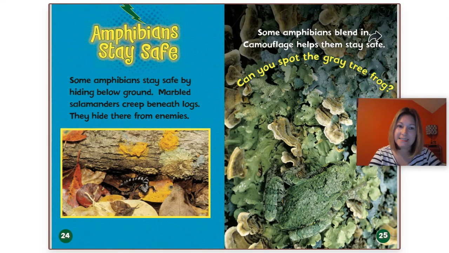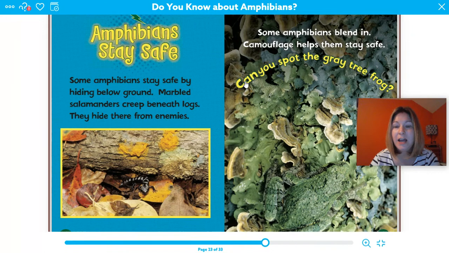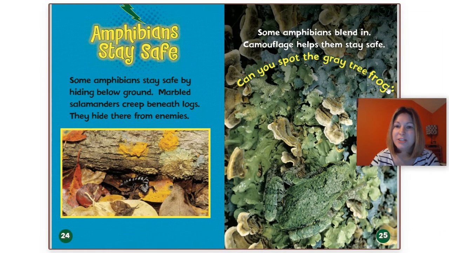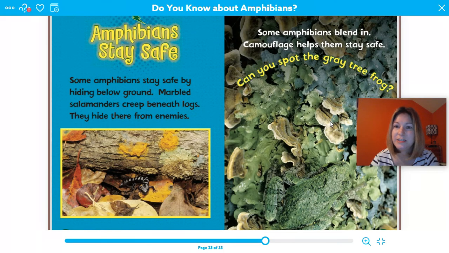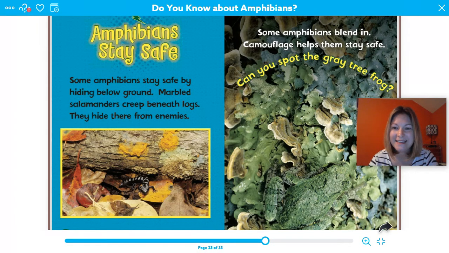So amphibians stay safe. Some amphibians stay safe by hiding below ground. Marbled salamanders creep beneath logs. They hide there from their enemies. Some amphibians blend in. Camouflage helps them stay safe. And so on this area, we've got different colors, so it draws our attention to those words. So question, can you spot the gray tree frog? Can you spot it? It's right here.